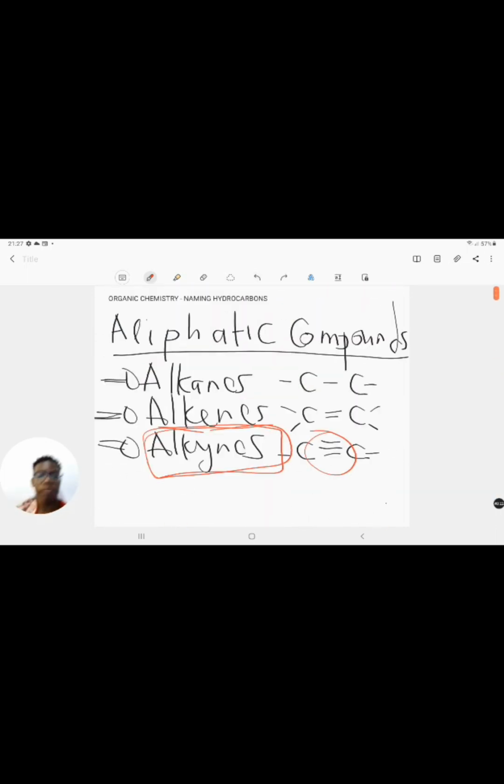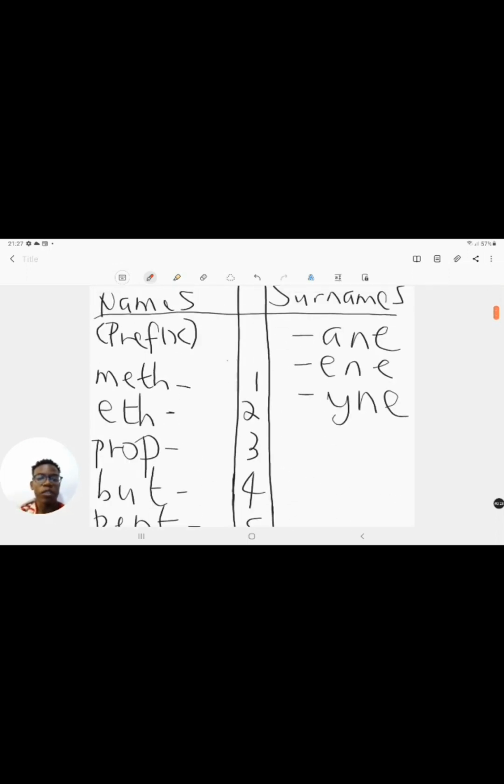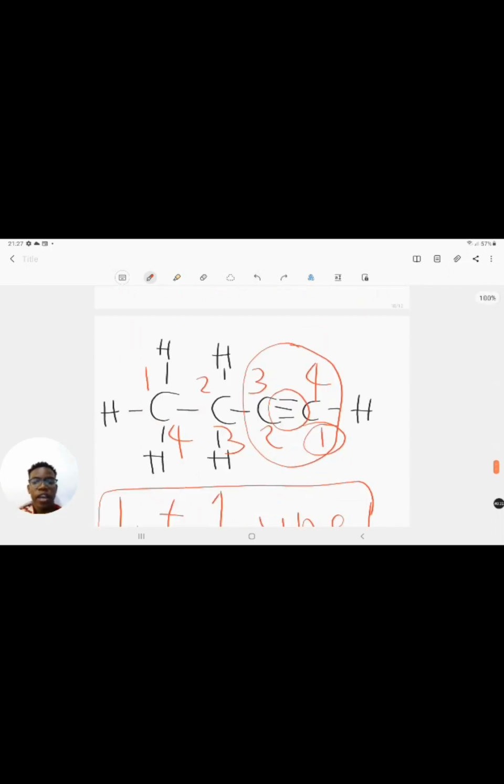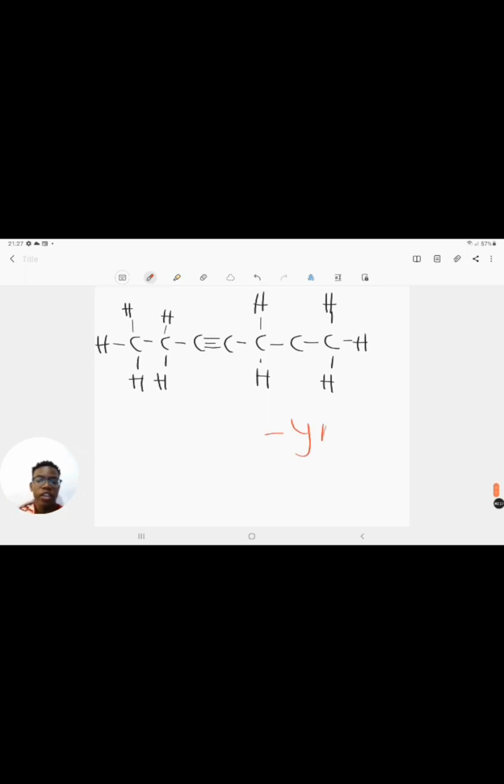I'm going to keep repeating myself. There's my alkynes because it's a triple bond. And since it's a triple bond, I know that the last part of the name is going to be YNE or ine. So I'm going to go back down there, and then I'm going to say dash ine, dash YNE.